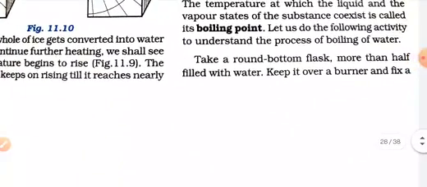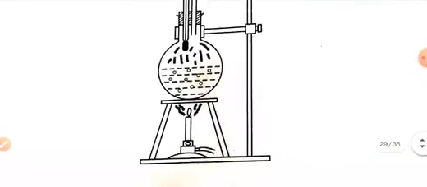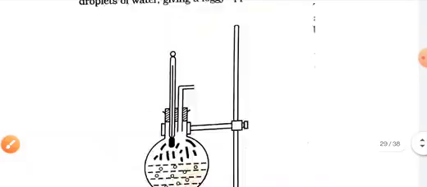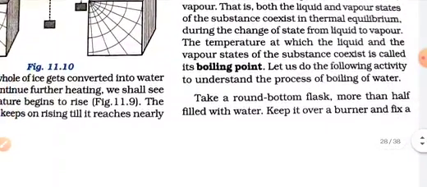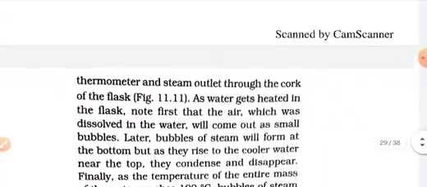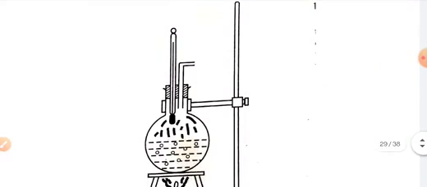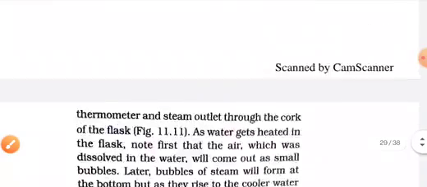Let us do the following activity to understand the process of boiling of water. Take a round bottom flask more than half filled with water. Keep it over a burner. This is the flask and we have filled it with water. Fix a thermometer and a steam outlet through the cork of the flask. We have fixed a thermometer, and this is the steam outlet from which the steam can get out.